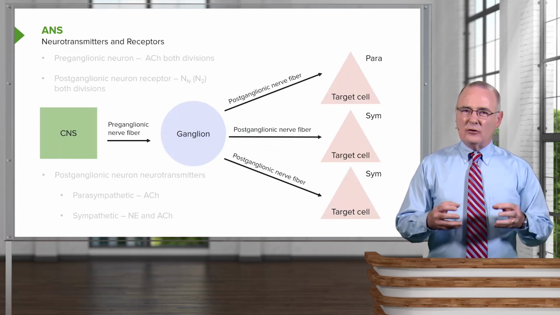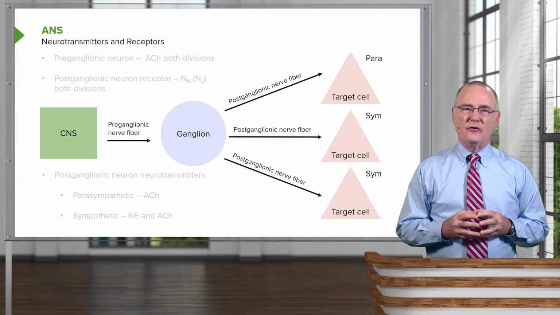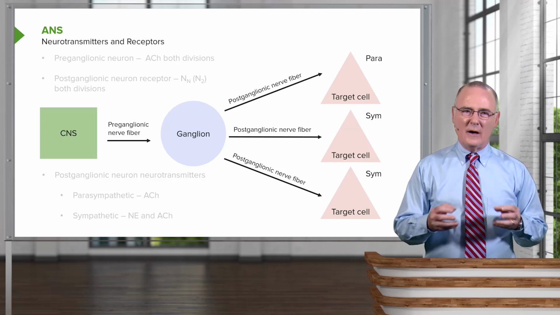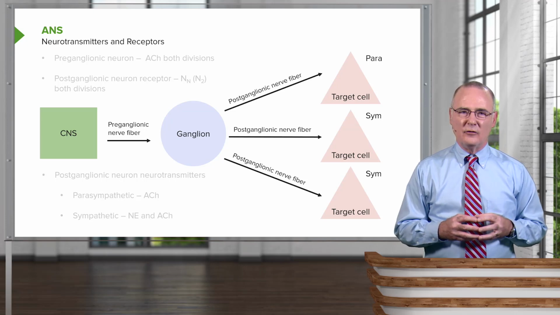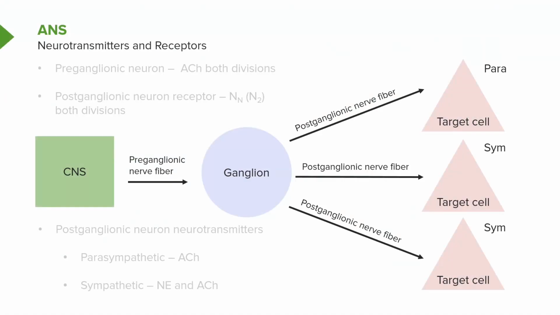In order to carry out their function, the autonomic nervous system utilizes an array of neurotransmitters and receptors for its communication. So we have a basic blueprint here, the central nervous system, the preganglionic nerve fiber extending out to the periphery, synapsing within the ganglion, and then we see the postganglionic nerve fiber extending out to the target cell. This target cell is going to be stimulated by the parasympathetic system, and then these two target cells that we see here are stimulated by the sympathetic system.